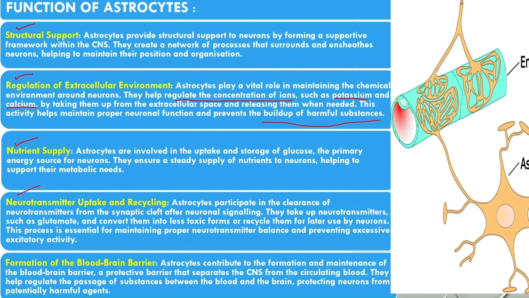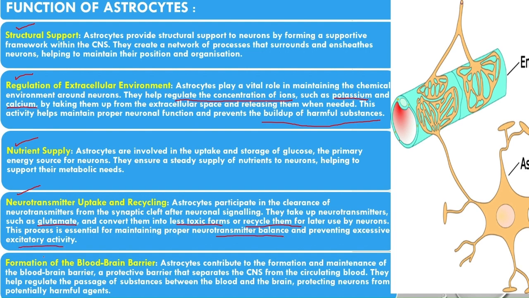The other function is neurotransmitter uptake and recycling. This function is also very important because astrocytes participate in the clearance of neurotransmitters from the synaptic cleft after neuronal signaling. They take up neurotransmitters such as glutamate, and convert them to less toxic forms or recycle them for later use by neurons. This process is essential for maintaining proper neurotransmitter balance and preventing excessive excitatory activity.